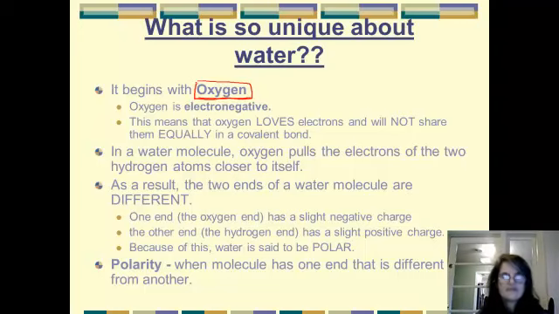Oxygen loves electrons, okay? It loves them. In fact, it loves them a little too much. It doesn't like to share them. Because it loves electrons so much, we call the oxygen atom electronegative, which simply means that it loves electrons and does not share nicely.